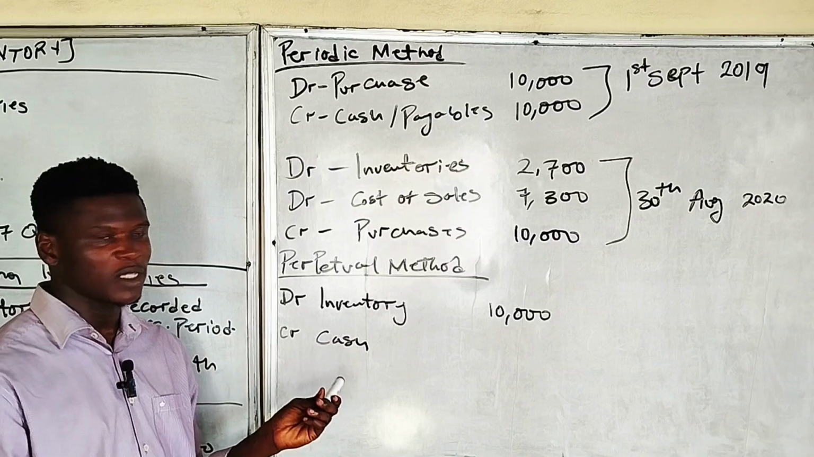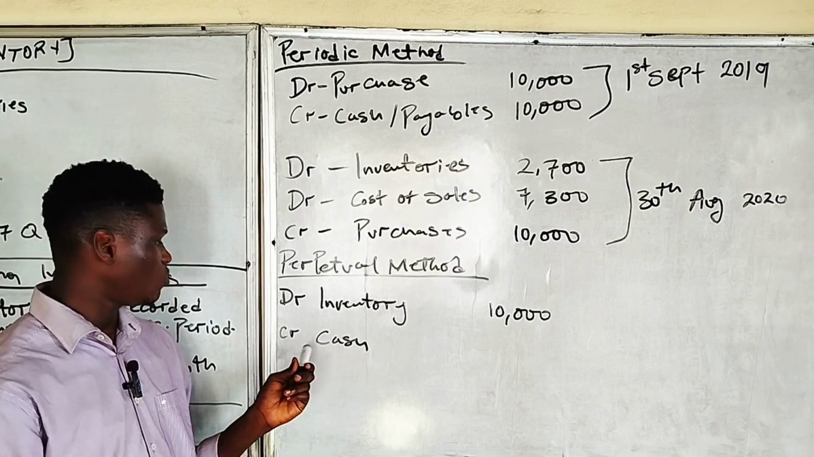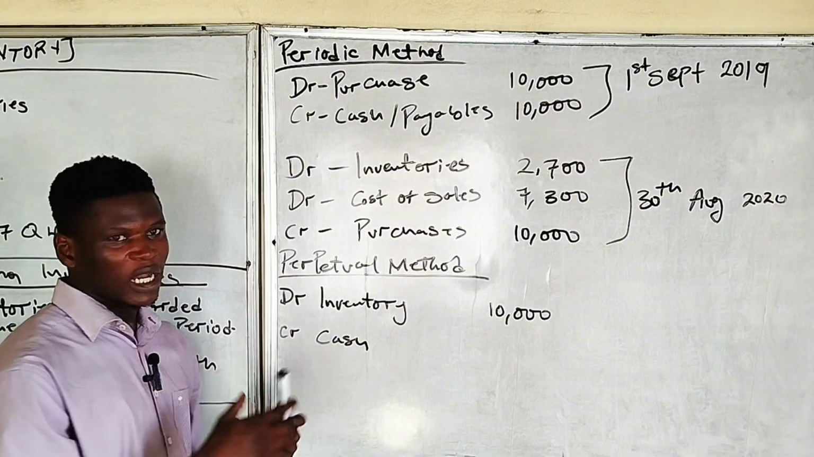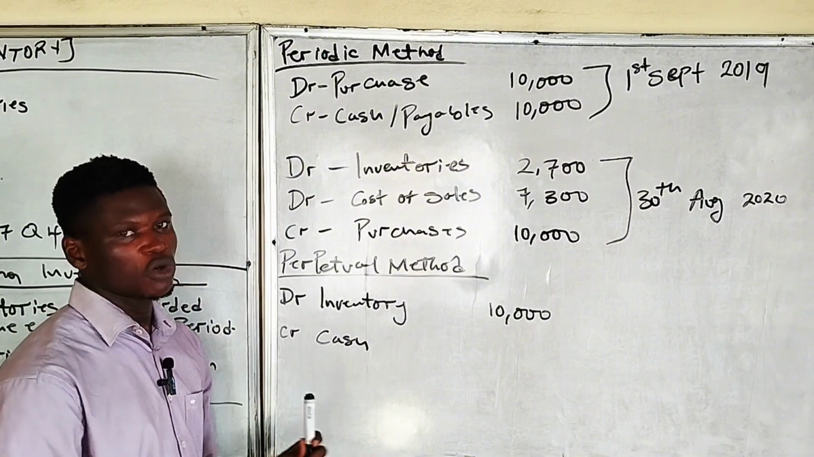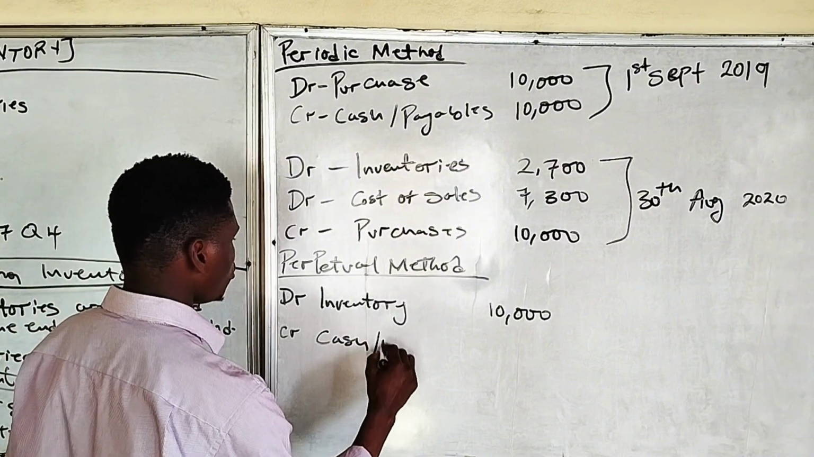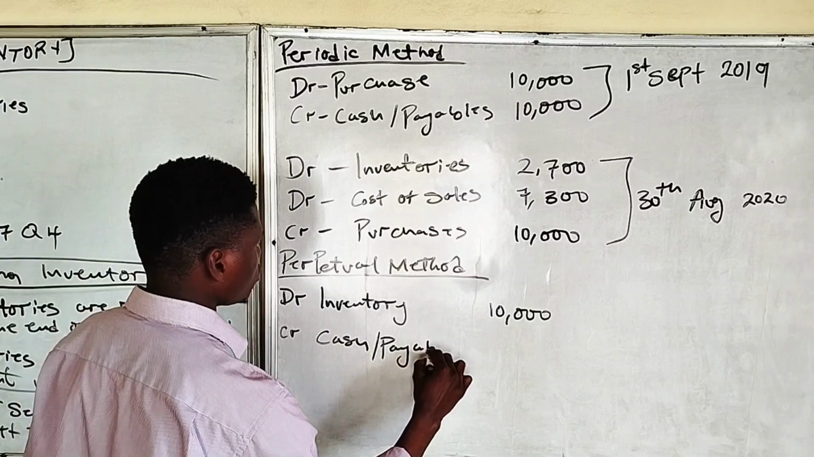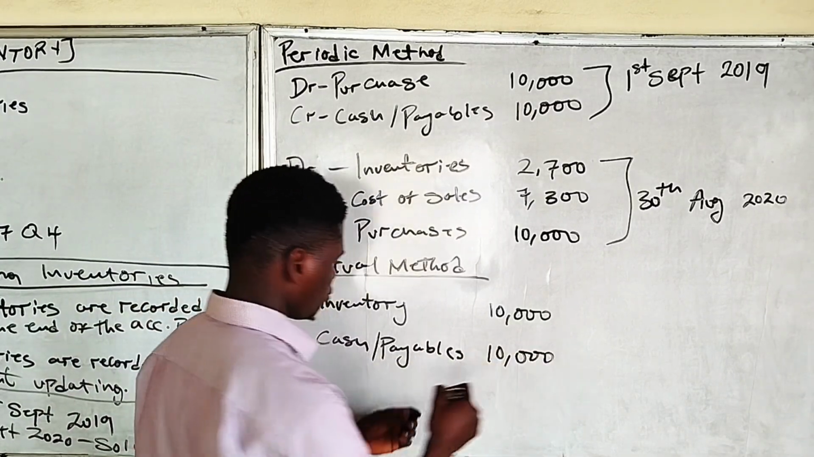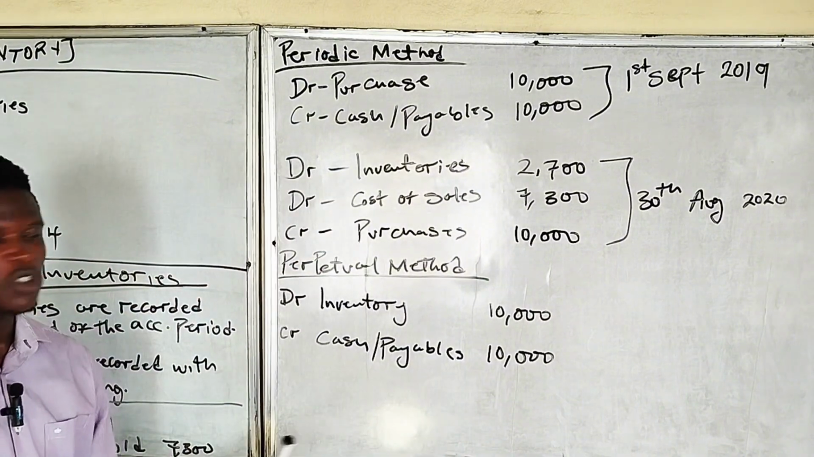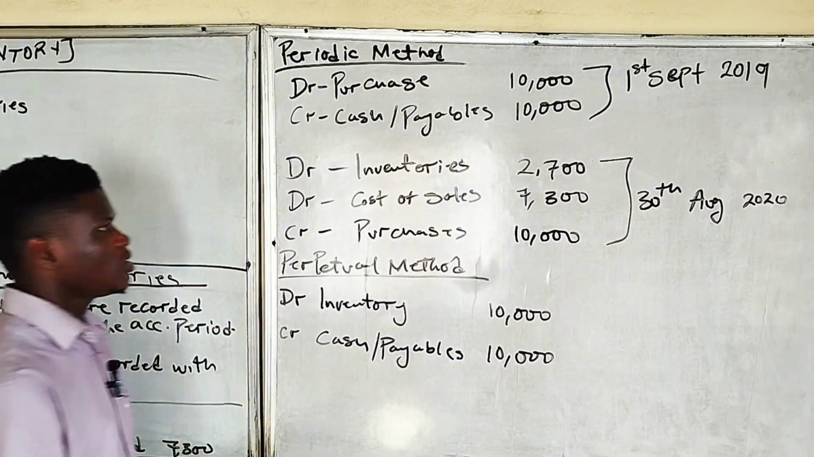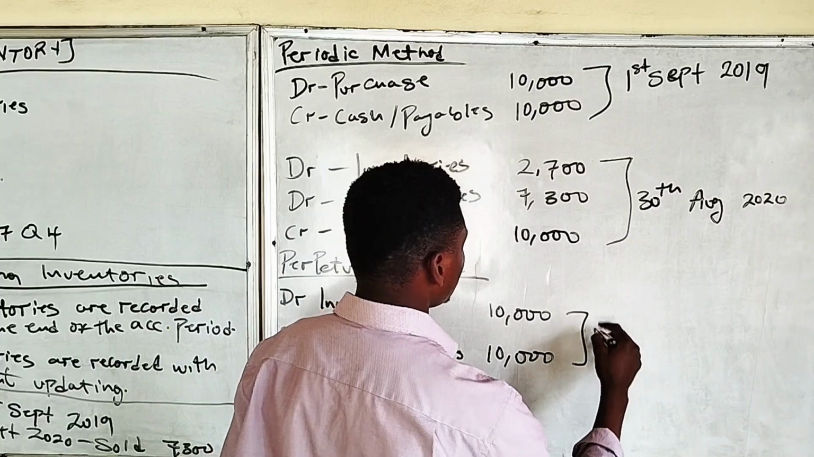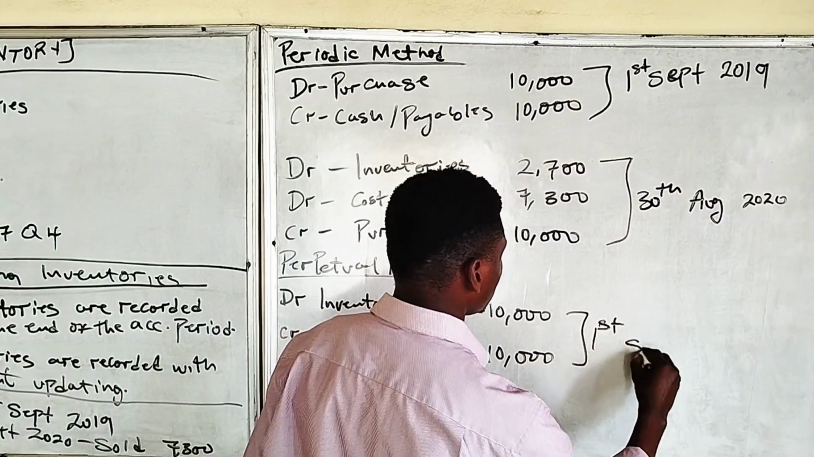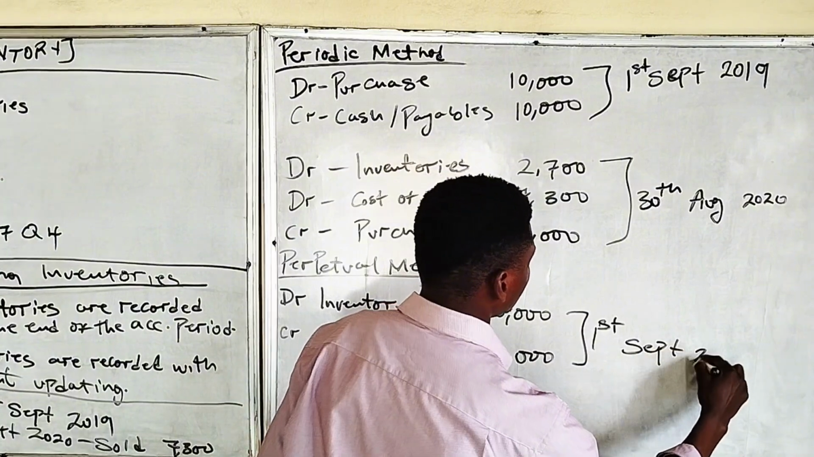We've done something like this before. So cash is a current asset. If we credit cash, it means we are deducting from cash. So it's either we credit cash, or if we actually purchase these goods on credit, we'll credit payables 10,000. So that's at the initial stage, as at 1st of September 2019.